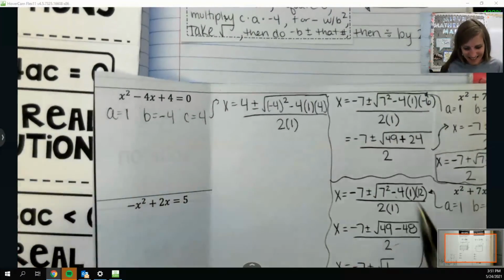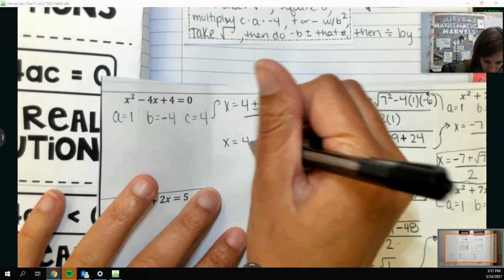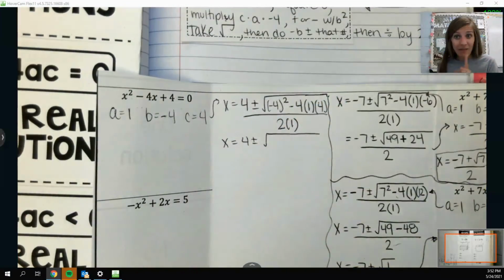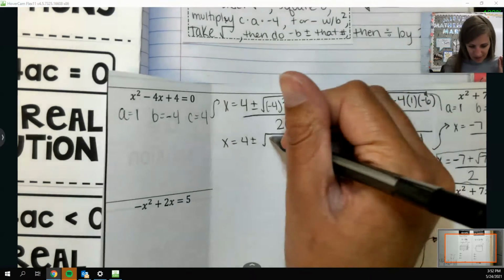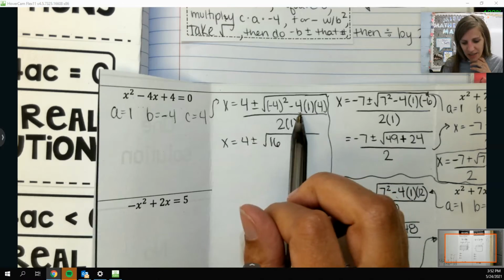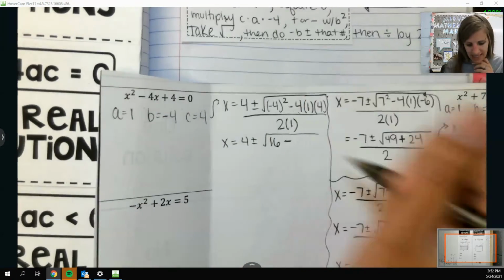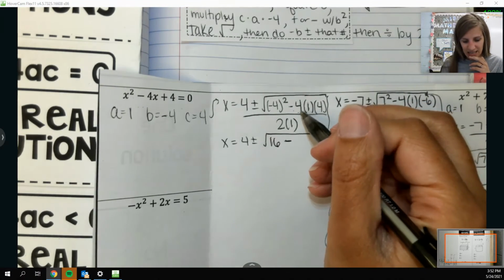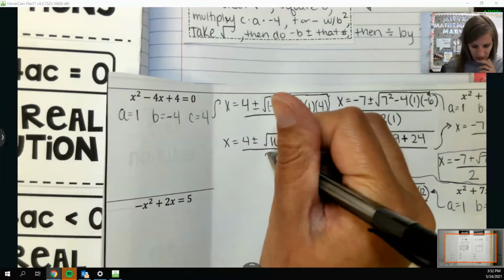Then we continue. So we're going to start under the root. We're going to square the things. So we have x equals 4 plus or minus the square root of negative 4 squared. Whenever I square something, it is always positive. So 16. Then when I multiply over here, because I have a negative times a negative, or times a positive still, we're going to stay negative, and I can sort of ignore the 1. So 4 times 4 is 16. All over 2 times 1, which is just 2.